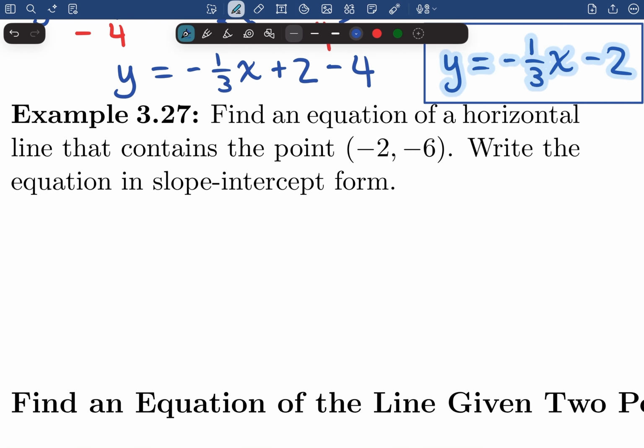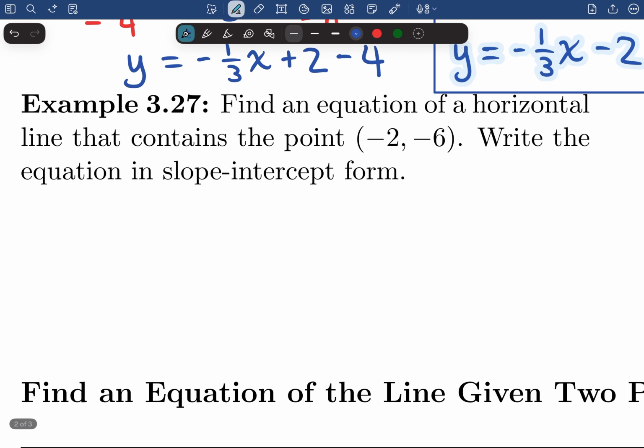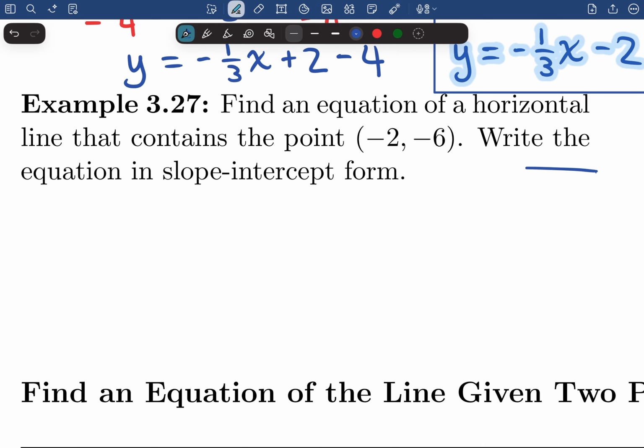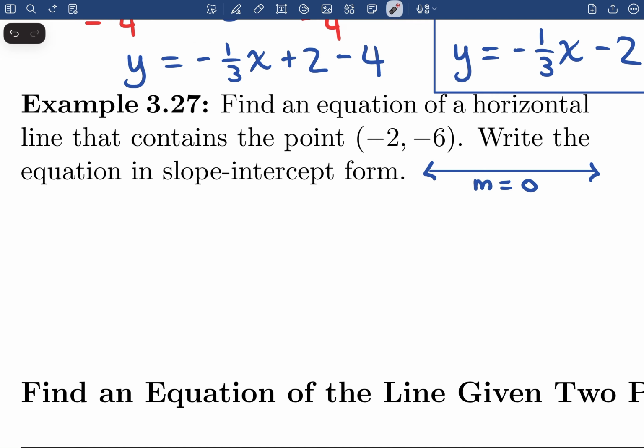This is example 3.27, and it's to find an equation of a horizontal line that contains the point (-2, -6). Write the equation in slope intercept form. Now, a little reminder for you, a horizontal line is a line that is flat. Little drawing here, it's a flat line, and a horizontal line has a slope of 0. That's its slope. Now, here I have a point like x1, y1. That's my point. And I know the slope of the horizontal line, it's 0.